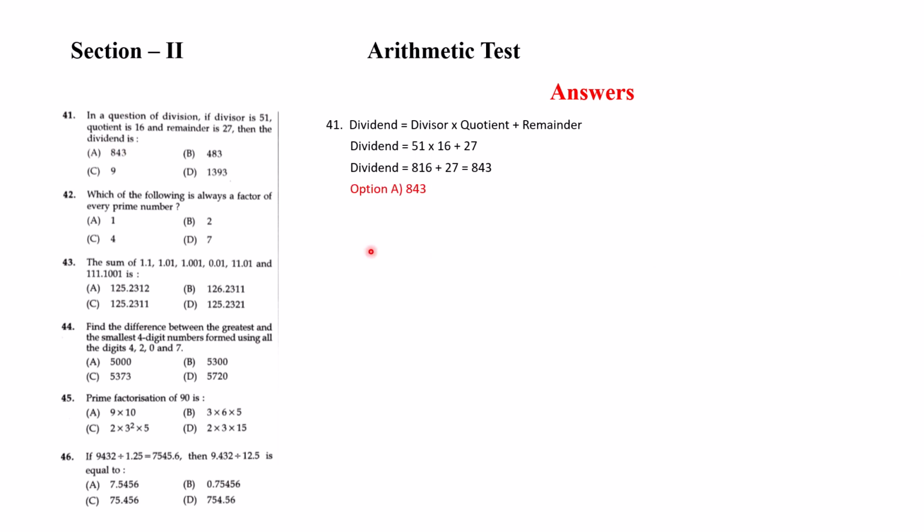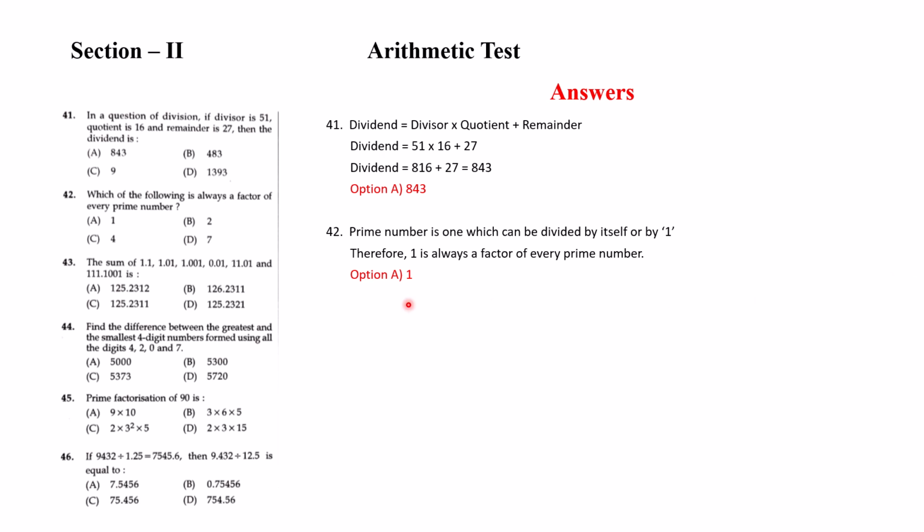Coming to the next question, that is question number 42. Which of the following is always a factor of every prime number? If I go by definition, a prime number is one which can be divided by itself or by the number 1. Therefore, we can say that 1 is always a factor of every prime number.